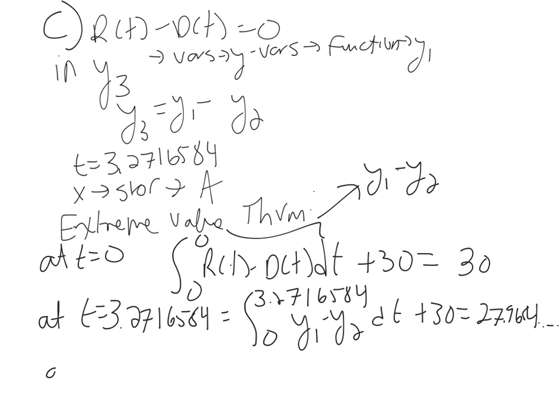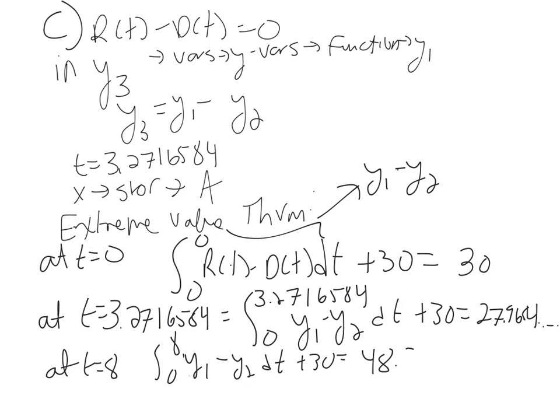Okay, and then the last part of the interval at t equals 8. You've got from 0 to 8. You can do y1 minus y2. It's so nice to do it this way, and it makes mistakes a lot less frequent. Plus 30, and you get 48.5436868. So you can see that the smallest value of water is going to be at that minimum that we found.